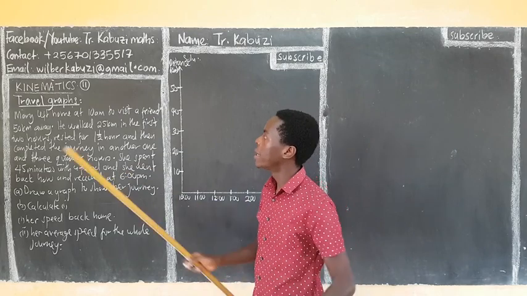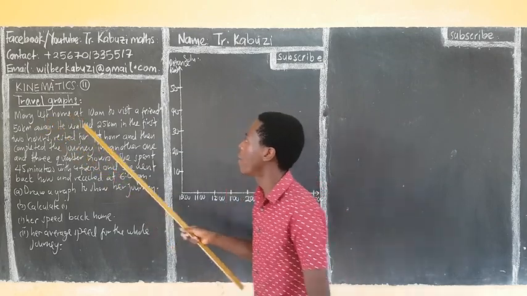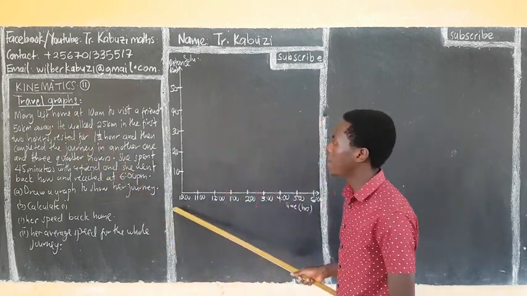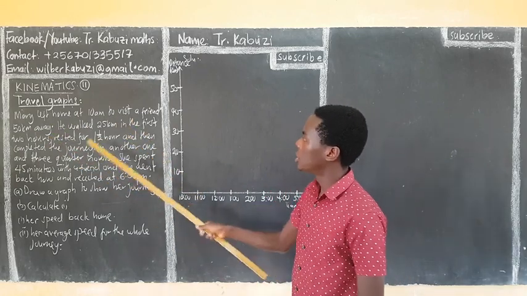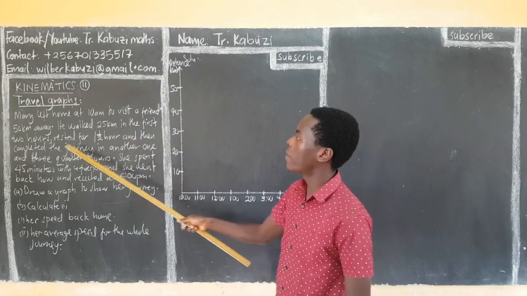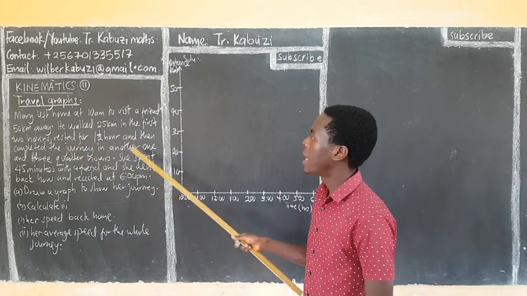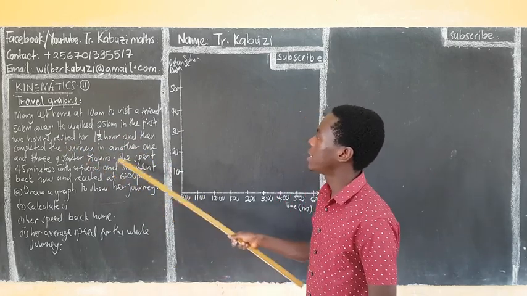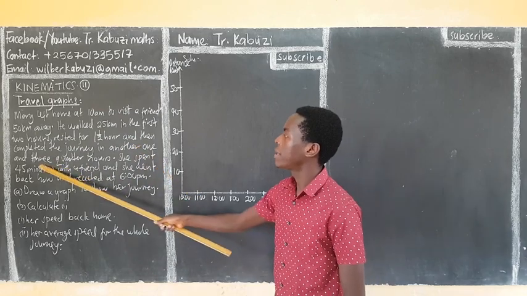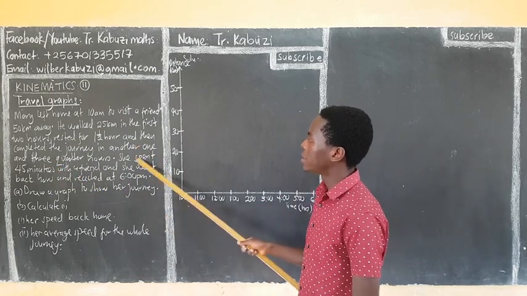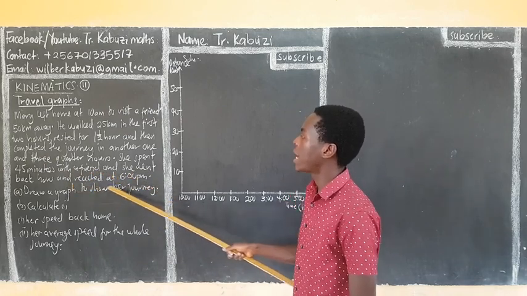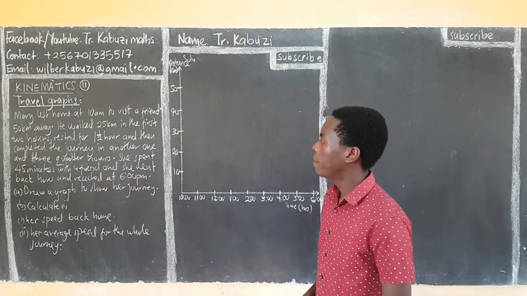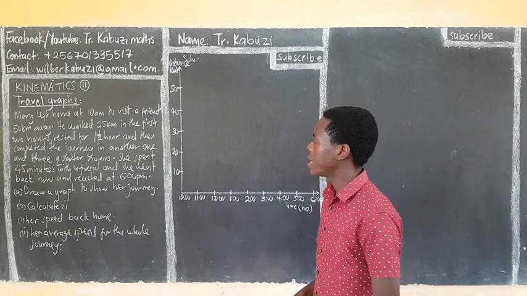Okay, let us start. Mary left her home at 10 a.m. to visit a friend 50 kilometers away. She walked 25 kilometers in the first 2 hours, rested for 1.5 hours, and then completed the journey in another 1 3/4 hours. She spent 45 minutes with a friend and she went back and reached home at 6 p.m. Draw a graph to show her journey.